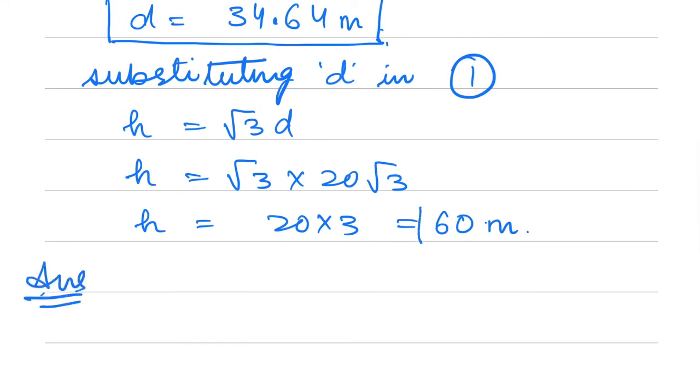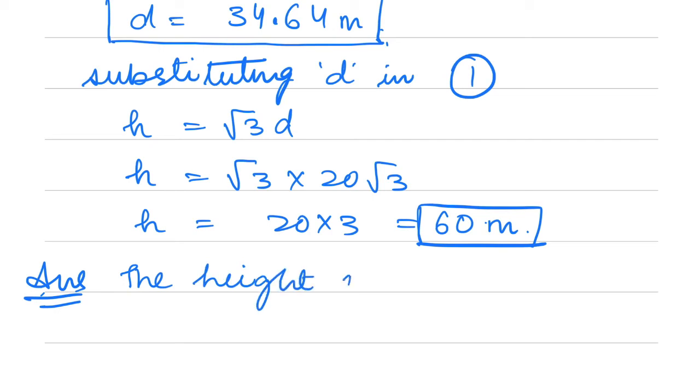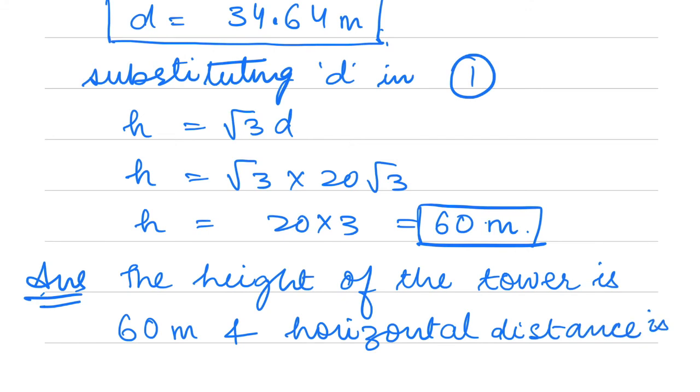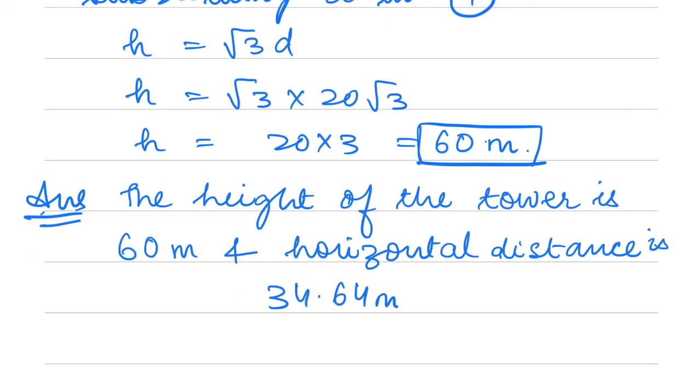Answer: the height of the tower is 60 meters and the horizontal distance is 34.64 meters.